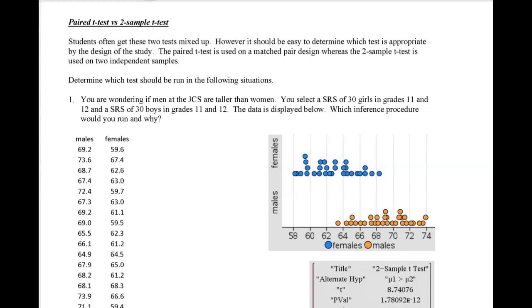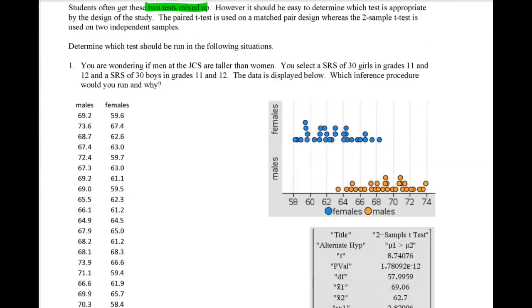All right, so this last section is just trying to hammer away at this idea that if you have paired data, you need to run a matched pairs test, okay? Students often get these two procedures mixed up, and the reason is pretty obvious.